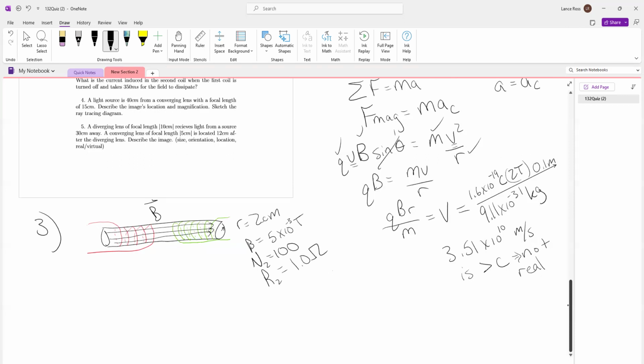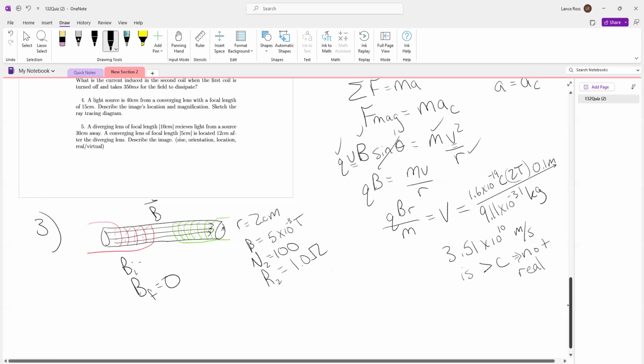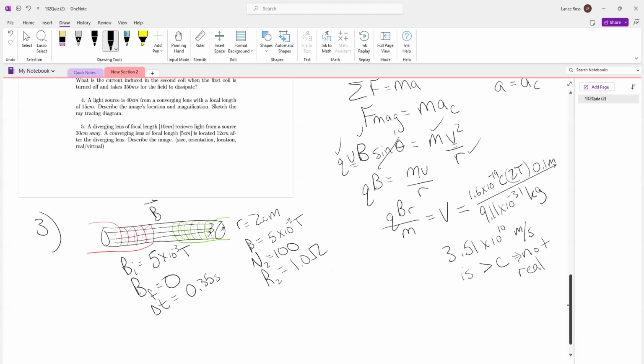the field to dissipate? So the field dissipating means that B final is 0. B initial was our 5 times 10 to the minus 3 Teslas, but our B final is going to be 0. And our delta T, I'm going to go ahead and put it in seconds, 0.35 seconds, just unit conversion from millisecond to second.